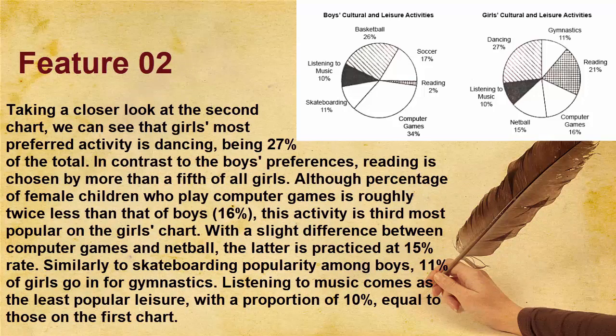Taking a closer look at the second chart, we can see that girls' most preferred activity is dancing, being 27% of the total. In contrast to the boys' preferences, reading is chosen by more than a fifth of all girls. Although the percentage of female children who play computer games is roughly twice less than that of boys, 16%, this activity is third most popular on the girls' chart with a slight difference between computer games and netball. The latter is practiced at 15% rate.